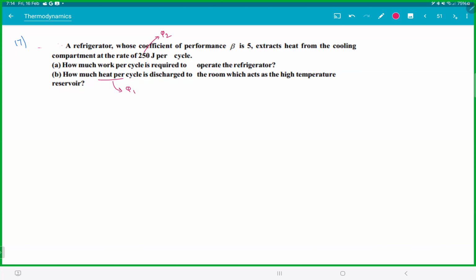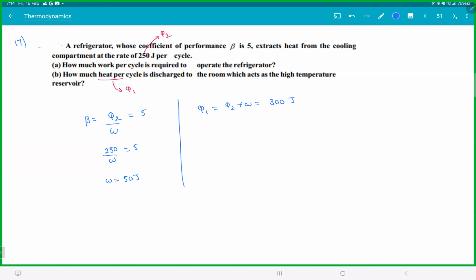Clear? Yeah. So first thing, I just apply the formula there. So beta is Q2 by W. You're saying this is 5. So this is 250 by W is equal to 5. So W is equal to 50 joules. Q1 is nothing but Q2 plus W, 300 joules. Easy.